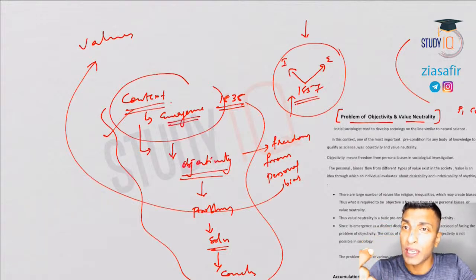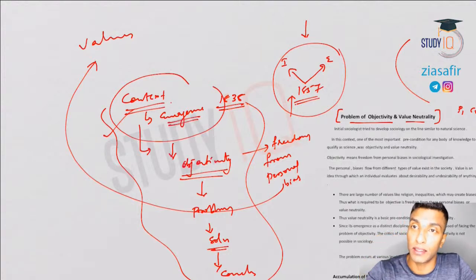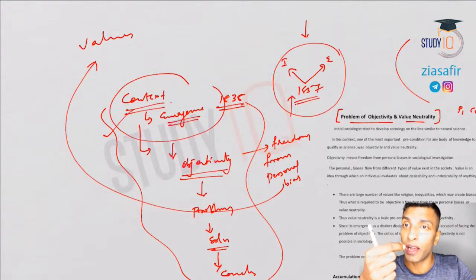Values means some set of ideas that we all carry in our mind, which decides desirability and undesirability of certain things, or preferability or rejection of certain things. For example, if you talk about patriarchal value, what is the desirability? Male child is desirable and female child is rejected, undesirable, right? So that patriarchal value decides the desirability or undesirability about your child. Okay, so I hope you understood.